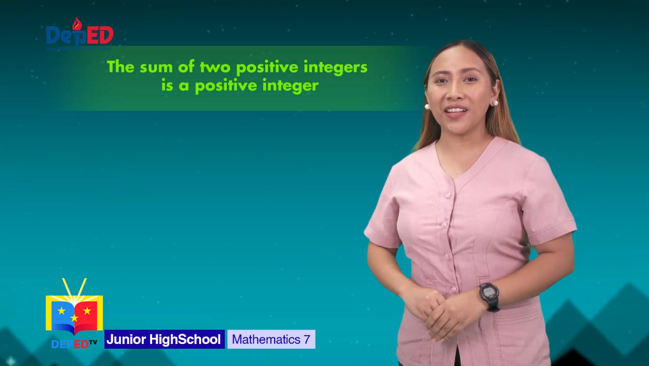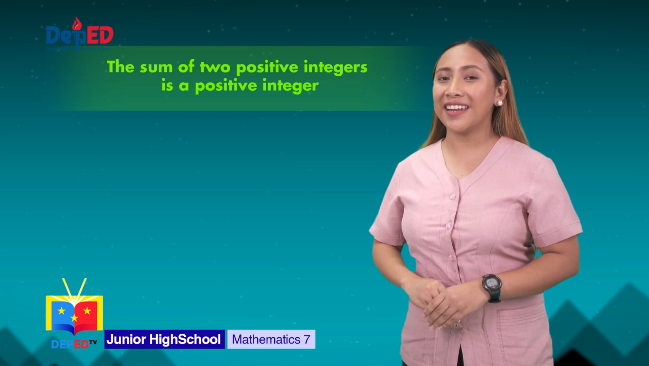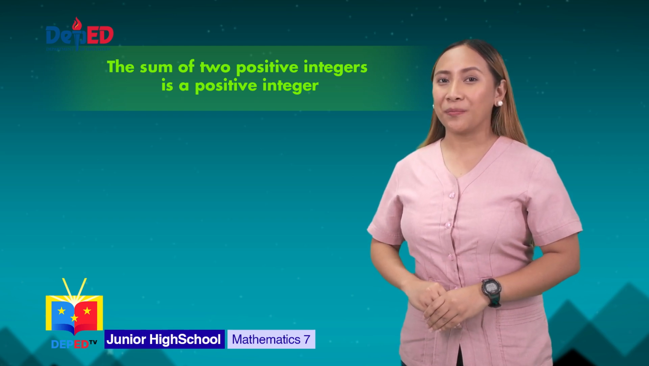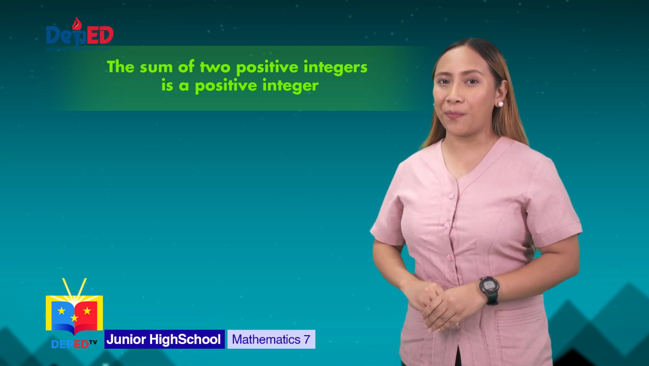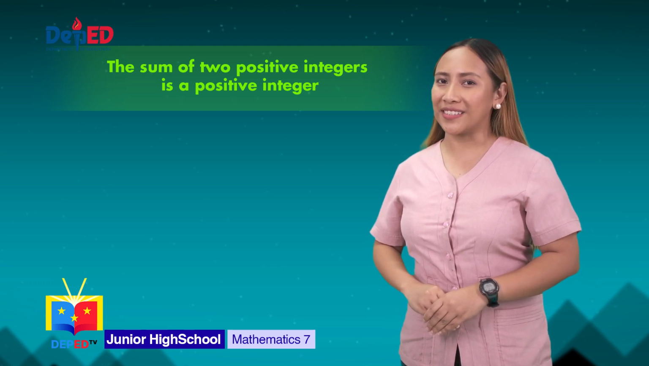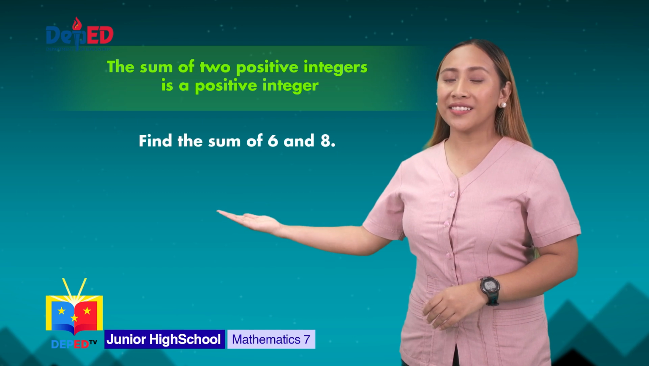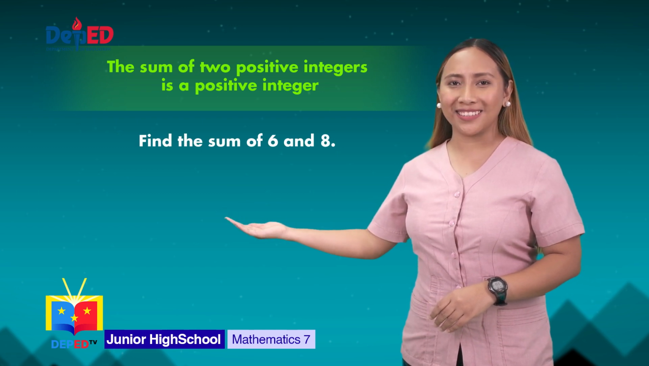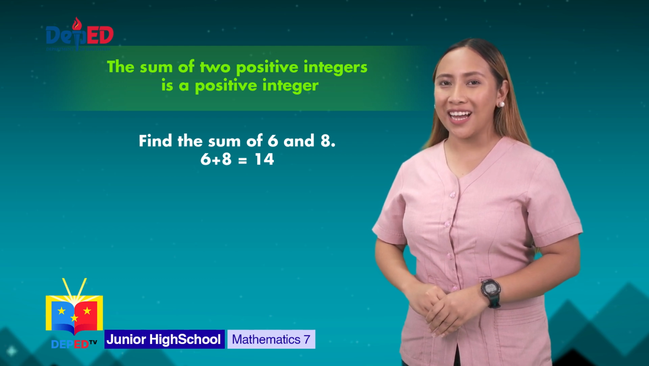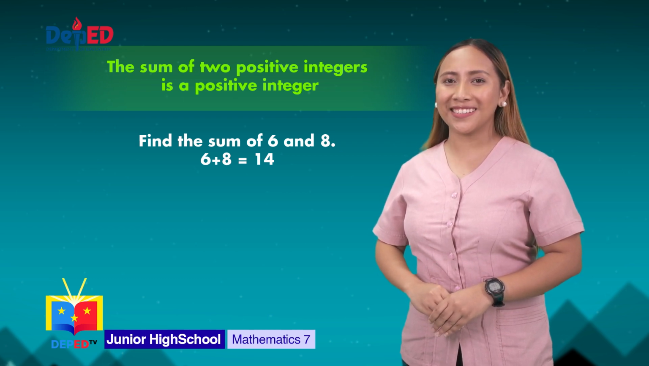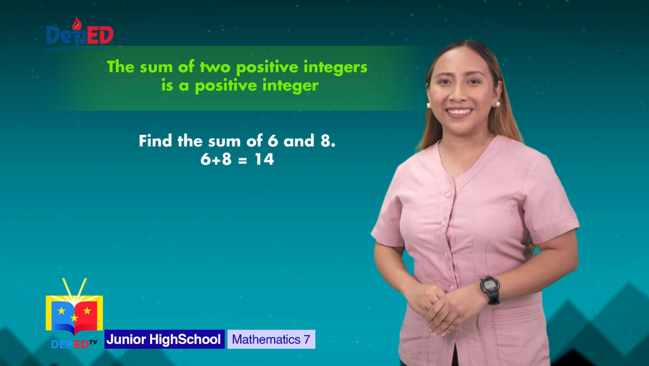Let's apply the concept of absolute value in adding integers. Basically, the sum of two positive integers is a positive integer. For example, find the sum of 6 and 8. 6 plus 8 is 14. So our final answer is positive 14.